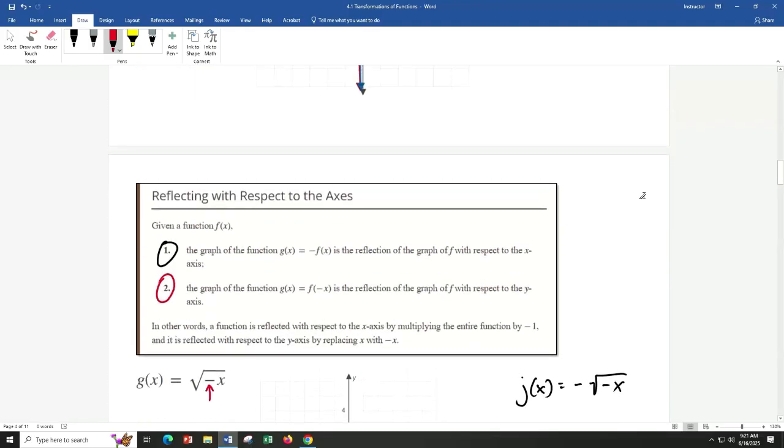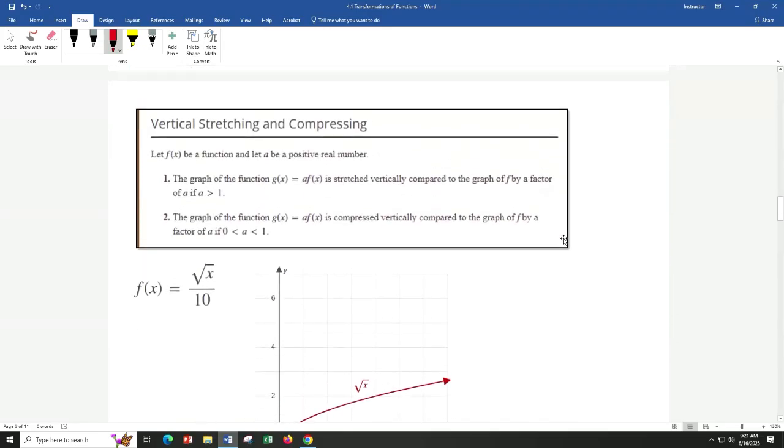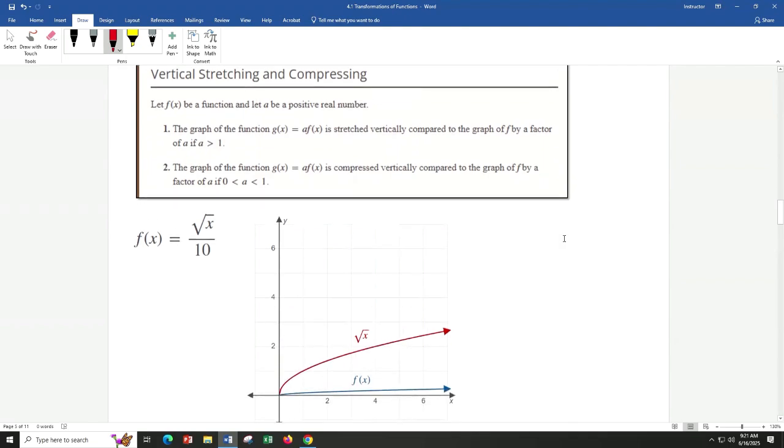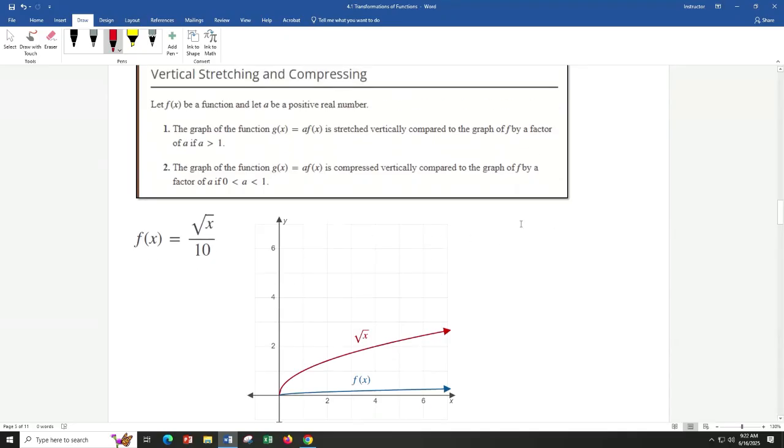All right, so we have left and right, up and down. We've flipped across all axes. Vertical stretching and compression. Let f of x be a function and let a be a positive real number. Positive real because look what we're dealing with. We're dealing with a square root.